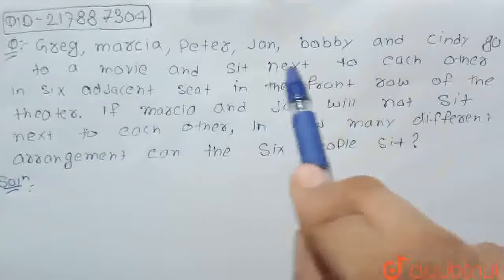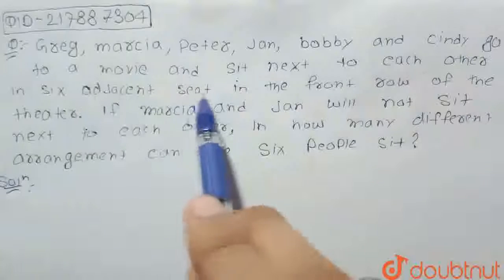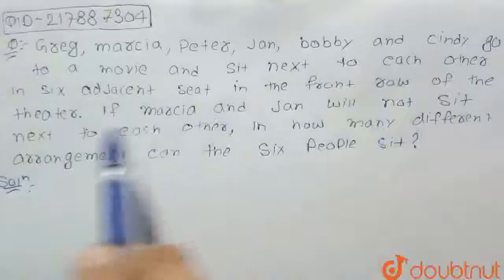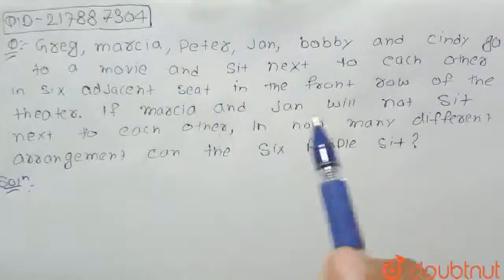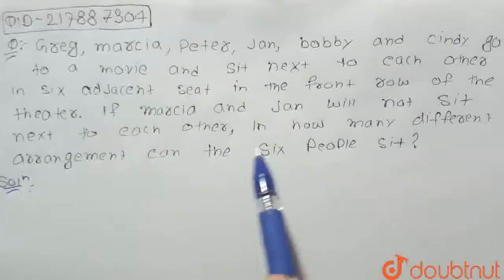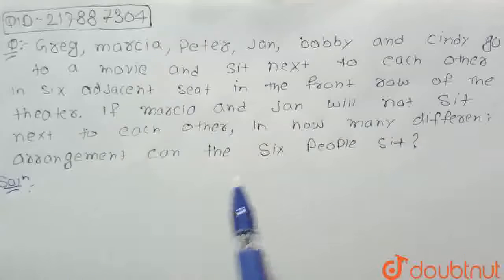Greg, Marcia, Peter, Jan, Bobby, and Cindy go to a movie theater and sit next to each other in 6 adjacent seats in the front row of the theater. So, if Marcia and Jan will not sit next to each other, in how many different arrangements can the 6 people sit? So, let's see the solution.